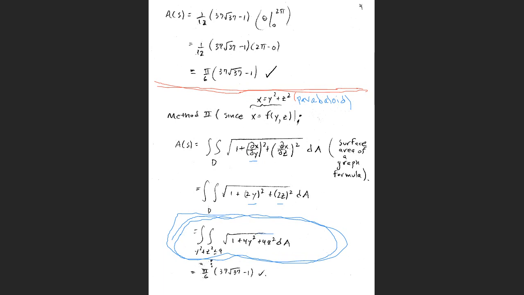It's just in method 1 we used the parameterization approach. We found the parameterization for the paraboloid, and then we arrived at this double integral. So the answer here is still going to be the same, pi over 6 times the quantity 37 root 37 minus 1. And this is section 12.6. You know, this is a nice, good example for you.